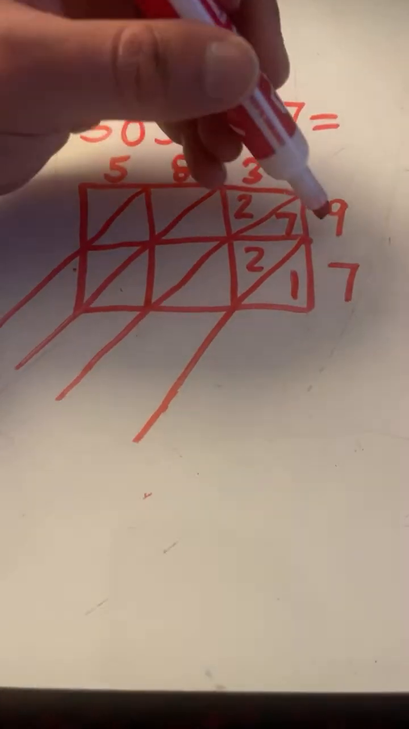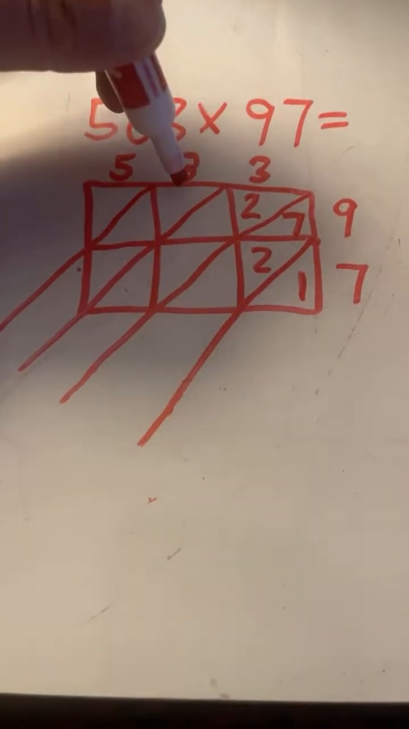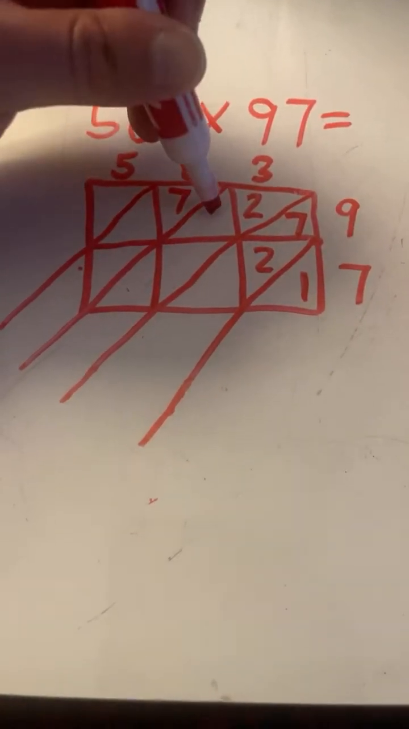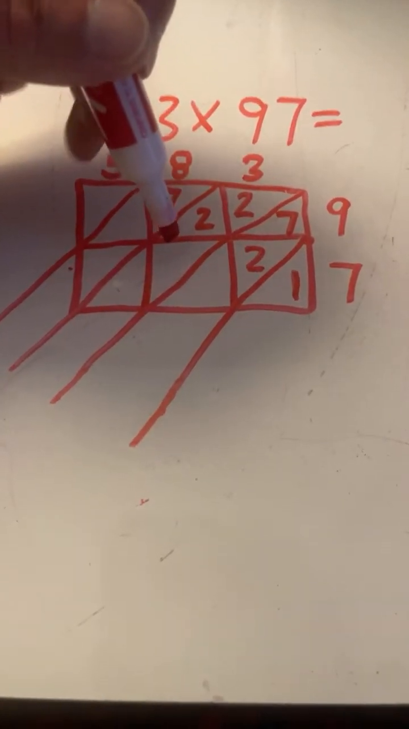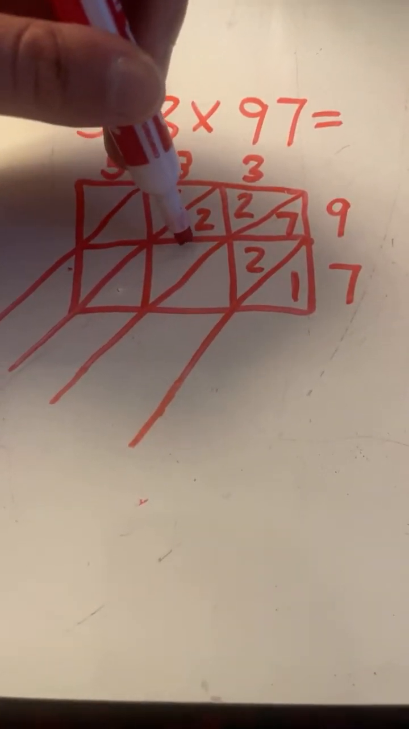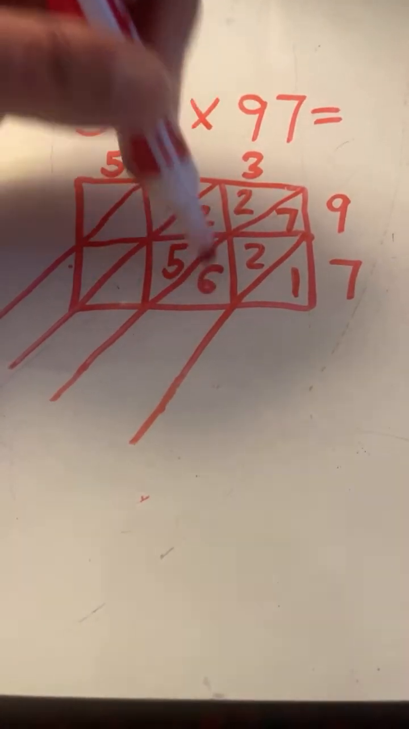Now the answer to 8 times 9 is going to go in this square here. 8 times 9 equals 72. So we're going to put a 7 here, and 2 here. The bottom square, we multiply 8 times 7. 8 times 7 equals 56. So a 5 in the first triangle, a 6 in the second triangle.